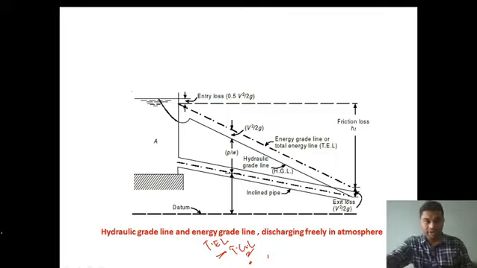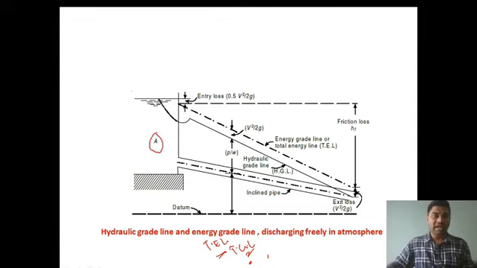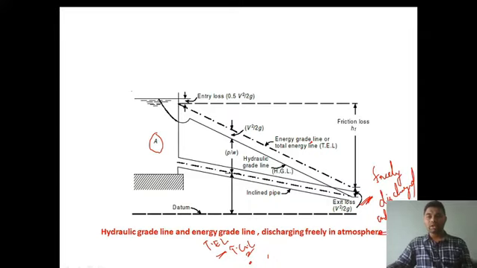Let me locate the pointer. The water is being carried from reservoir A, and at the other end there is no reservoir. Here the water is freely discharged into the atmosphere.